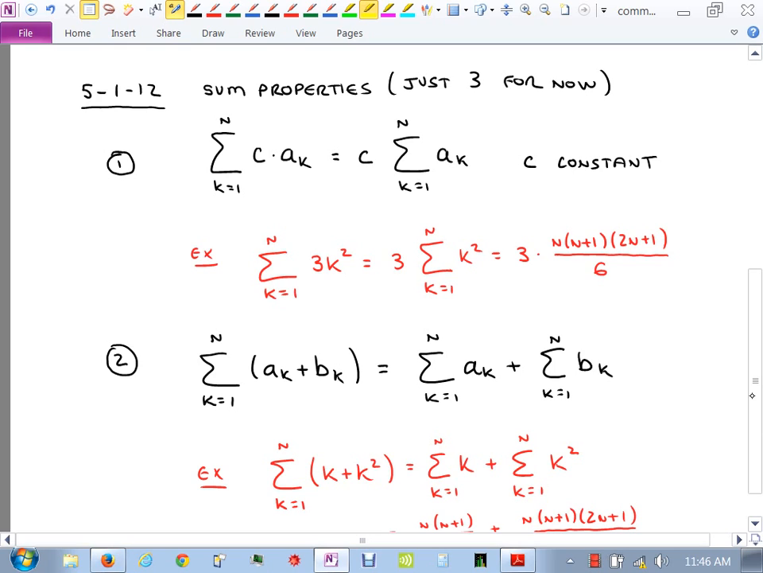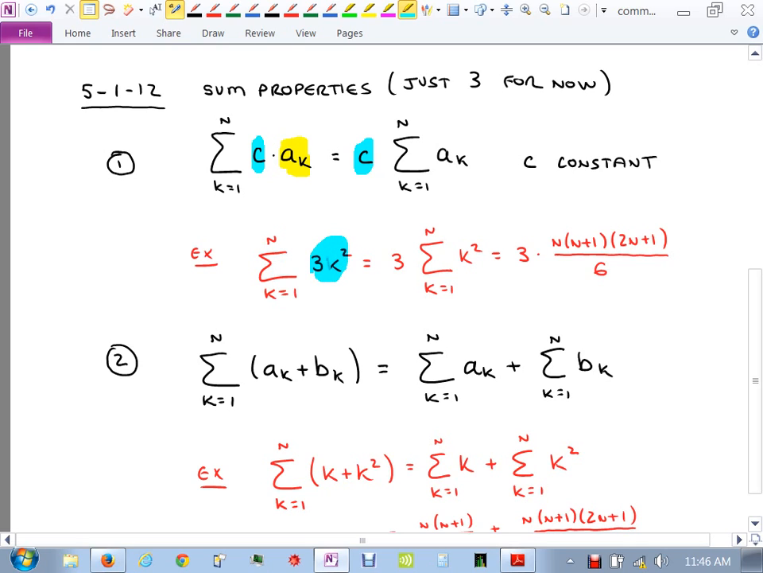Sum properties. So we're almost done with the sums here. Here are some things we're going to need. Anytime you have a sum and you're trying to add up a bunch of things, the a sub k is the thing that keeps changing every time. But if you have a constant sitting in front of it, a number, that c is a constant, you are allowed to just peel that constant out in front of the sum. Just take it out, like a factoring. So we need that.